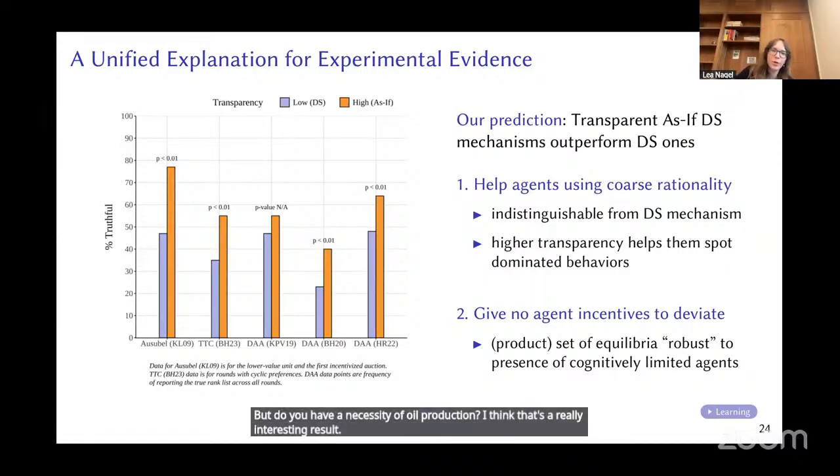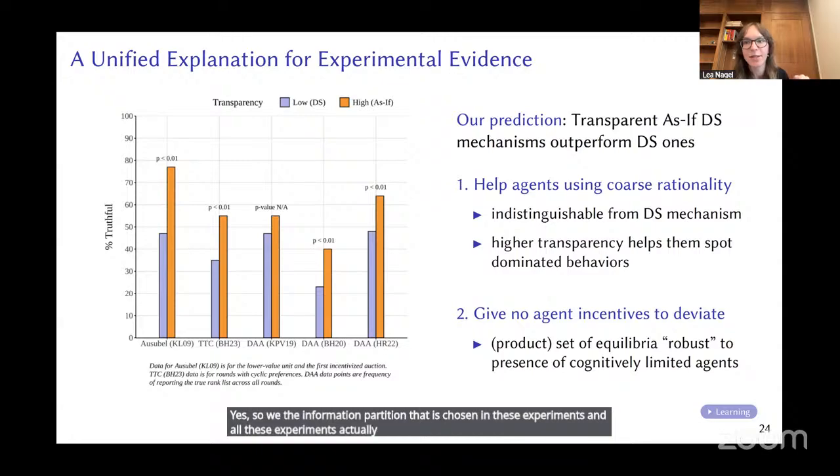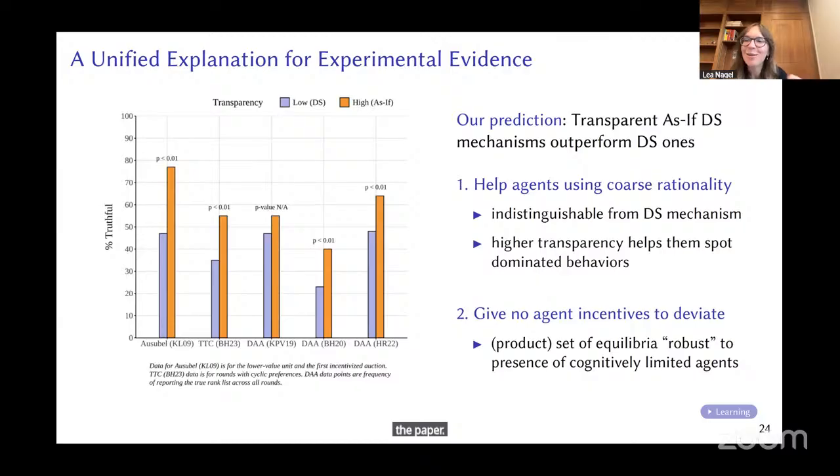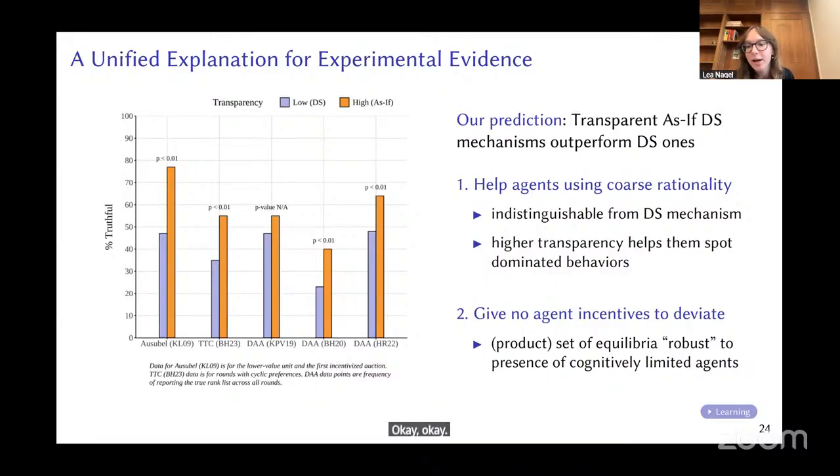Yes, so the information partition that is chosen in these experiments, in all these experiments actually, is not necessarily the most transparent that you can have under the as-if dominance constraint. Indeed, these experiments were all run before we wrote the paper. And so all of them conjectured a level of transparency that seemed safe to them, and we give a reason for why. But what I think would be interesting would be to say, okay, here's as transparent as you can go according to our framework, and to then see whether that's the right bound. But we actually don't know right now what would happen under that bound.